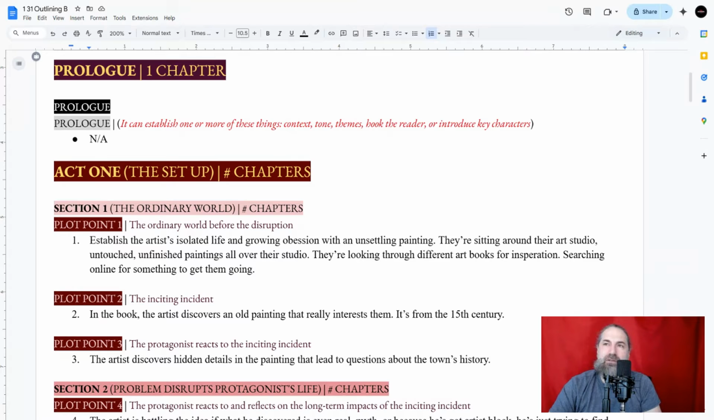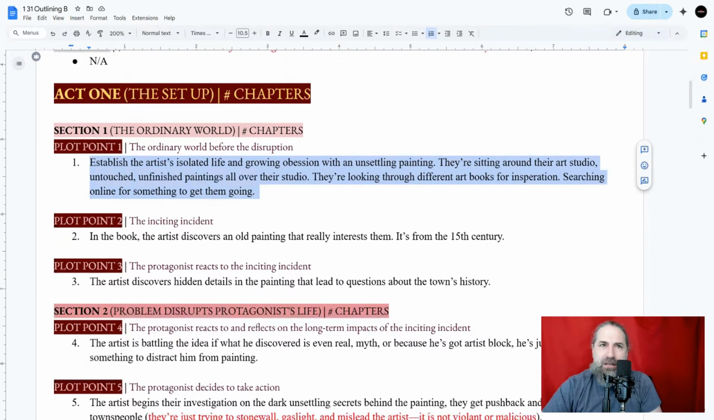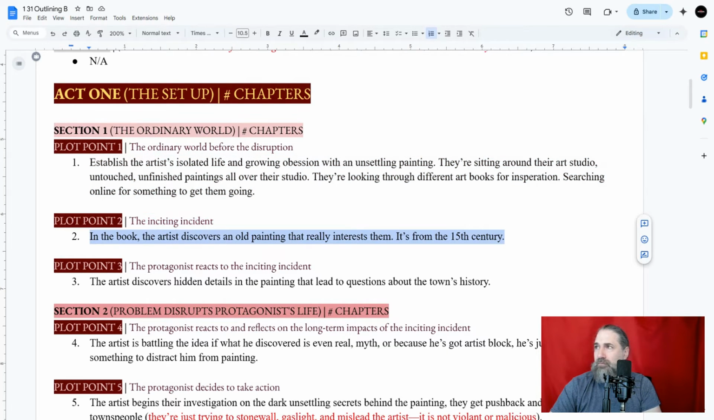Okay, where are we? I just don't want to be on the screen because it blocks stuff. You want to combine ideas. For example, this could be a chapter. That's okay. But you can place this plot point in chapter 1 with this. So let's see. The artist discovers an old painting that really, what does it say? Interests them. Okay. So it's from the 15th century.